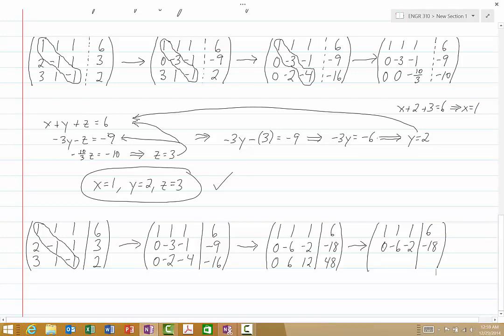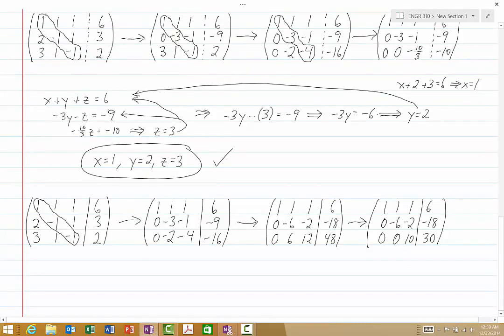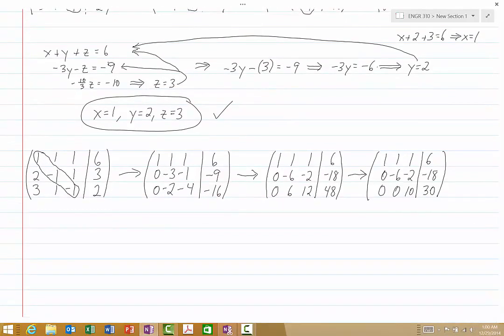And now we add the second row to the third row. 0 plus 0 gives 0. Negative 6 plus 6 gives 0. Negative 2 and 12 gives 10. And negative 18 and 48 gives 30. And so now, when we pull that trick, this is what happens.